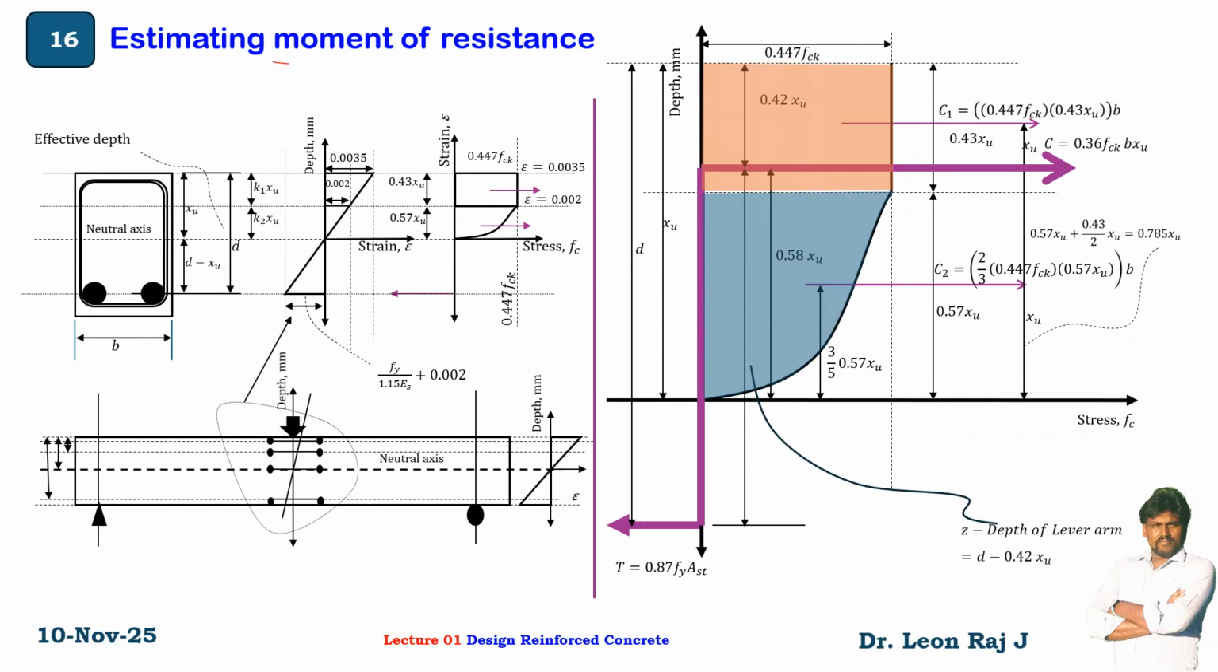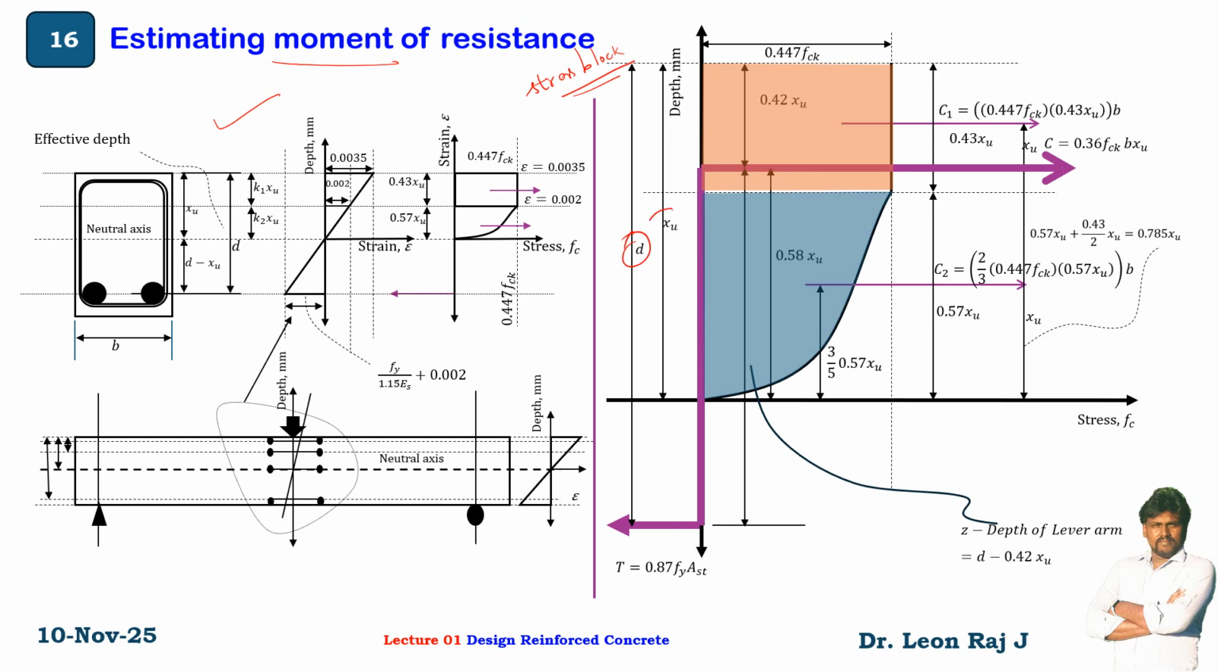Then estimating the moment of resistance. These graphs and diagrams I explained in the previous slide. I kept them here just to give a brief description of the stress block. This is the stress block. The total depth is D, that means effective depth is D. How to find the effective depth? All these things I'll explain in the coming slides, coming lectures.